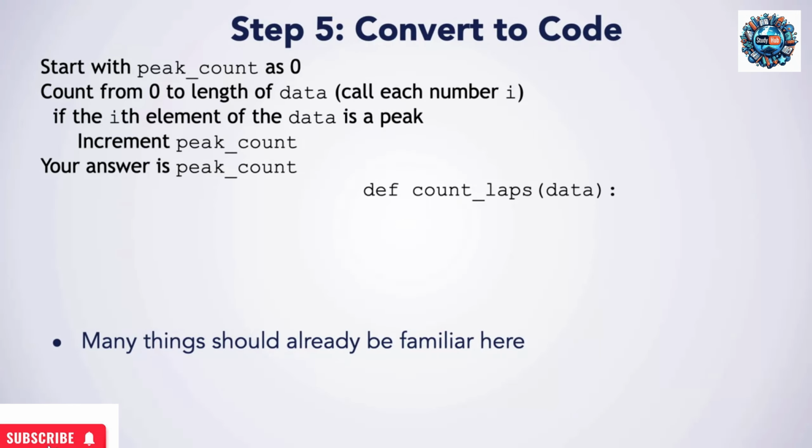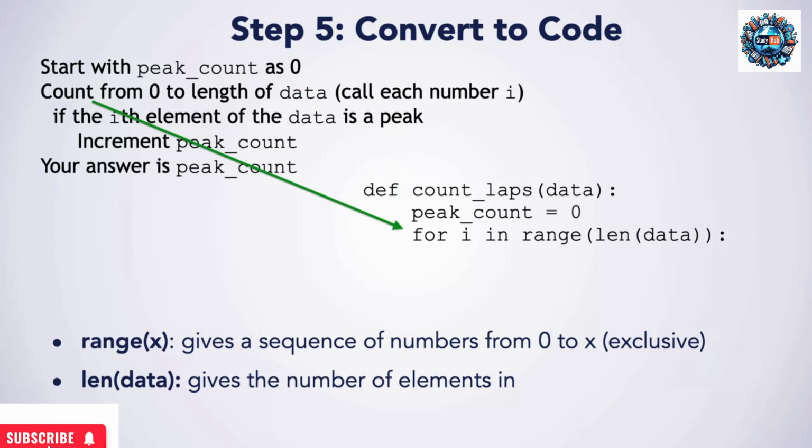So now we want to turn this algorithm into code. We start by declaring our function, which takes one parameter, the data to analyze. Our algorithm starts with a peak count being 0, so that will translate into assigning 0 to peak count. That part should already be fairly familiar. Next, we want to count, so we want a for loop. You have seen range-based for loops before, though you may not have used them as much. Here, we want to use len of data to find out how many elements are in data. Then we use range of len of data to get the sequence of numbers from 0 to that length.